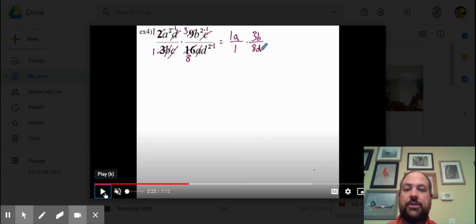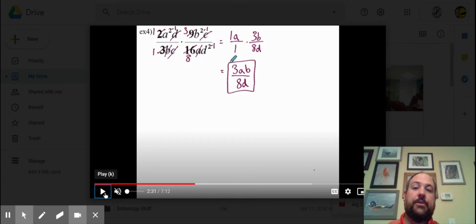And instead, we're just going to combine the numerator into one larger monomial and make it 3ab, and our denominator is simply going to remain as 8d. Nothing to cancel out. That would be our final answer. With monomials, it's really more of an exponents type problem that we did earlier in the year and that you did last year in Algebra 1.